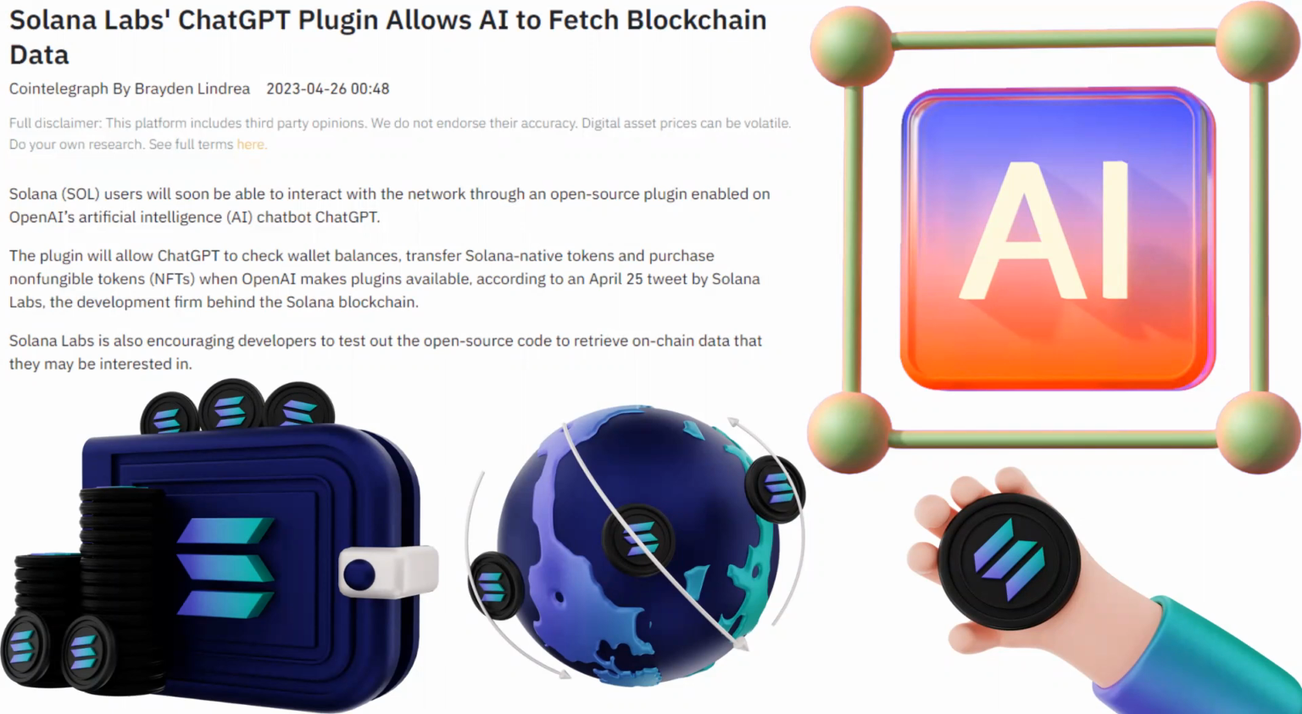AI is really taking the world by storm. And Solana Labs' ChatGPT plugin allows AI to fetch blockchain data. Solana users will soon be able to interact with the network through an open source plugin enabled on OpenAI's artificial intelligence chatbot, ChatGPT. The plugin will allow ChatGPT to check wallet balances, transfer Solana native tokens, and purchase non-fungible tokens when OpenAI makes plugins available, according to an April 25th tweet by Solana Labs, the development firm behind the Solana blockchain. Solana Labs is also encouraging developers to test out the open source code to retrieve on-chain data that they may be interested in.